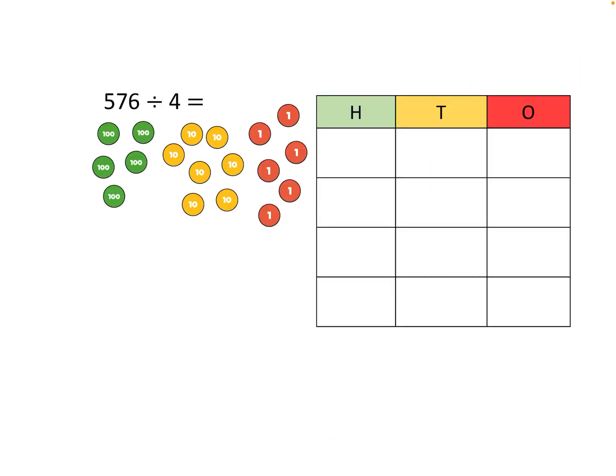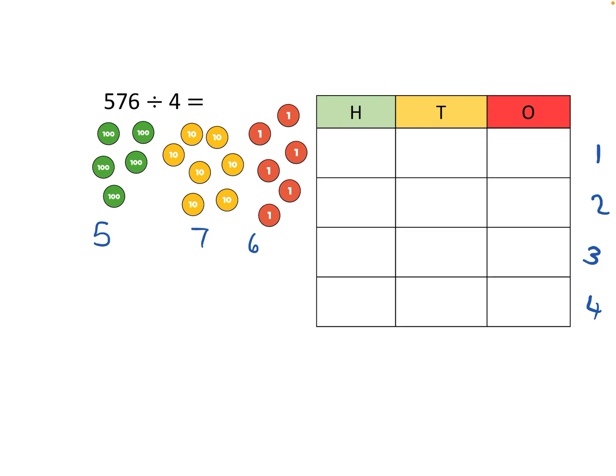So let's have a look at some of our division. When we get a question like this, how do we answer it? So we've got our place value counters. We've got 500s. We've got 7 10s, and we've got 6 1s. Okay, and we're going to divide them into 1, 2, 3, 4 equal groups. Have a think. Pause the video. How are you going to answer this question?